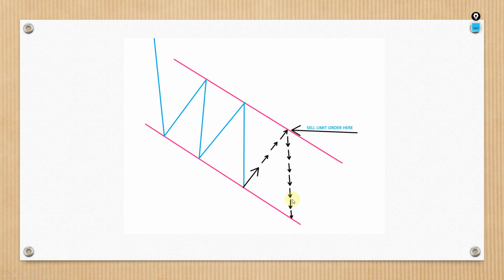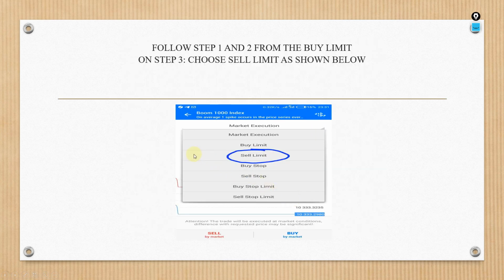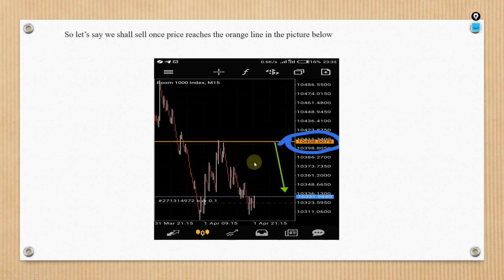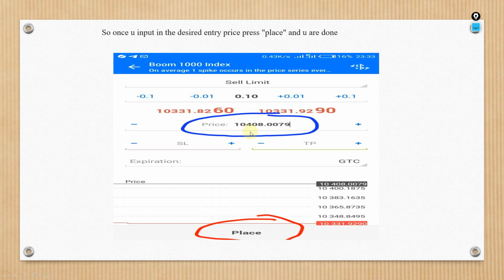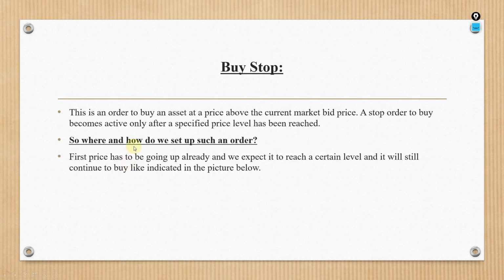Yeah, so basically that is how you set a sell limit order, and all you have to do is just follow step 1 and step 2. In order to find the sell limit, you come here and you pick the sell limit order. After that, if for instance you projected that price will be going up and you want to sell from that particular zone, you just get this price and put it here on your sell limit. You change your lot size and press the place button here, and boom, it will be done.